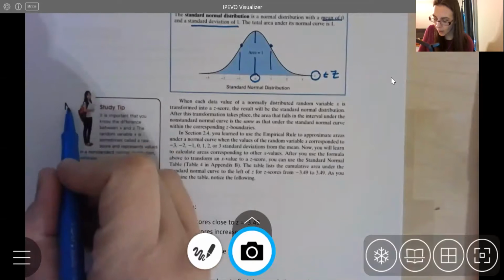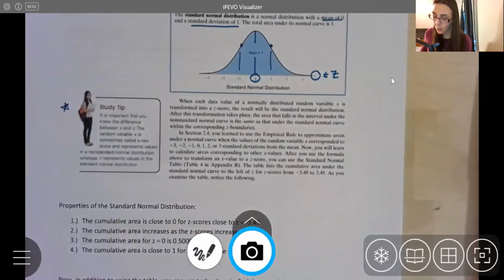I like this study tip as well, just worth noting. It's important to know the difference between x and z. The random variable x is sometimes called a raw score and represents the values in a non-standard normal distribution. So your x values would be your raw data, your actual units from your raw data. If you're looking at heights, it's the heights. If you're looking at weights, it's the weights. So the x values are your actual raw data calculations and values. Whereas the z values take that raw data and change it all into z-scores. So it's the same information, but just different ways of thinking of it.